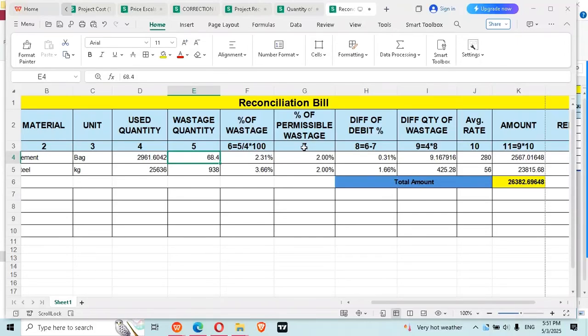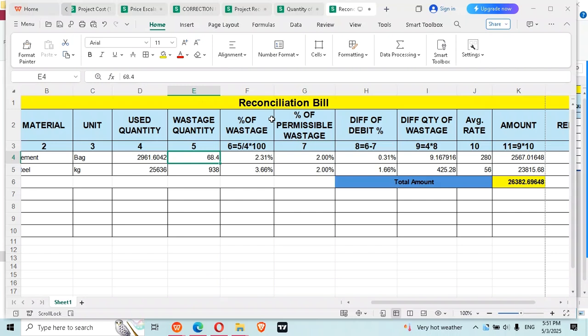I am creating a reconciliation bill for the project. What is a reconciliation bill? During the project, some amount of the material was wasted or demolished. So we would like to calculate the total amount of the wastage that we had during the project.